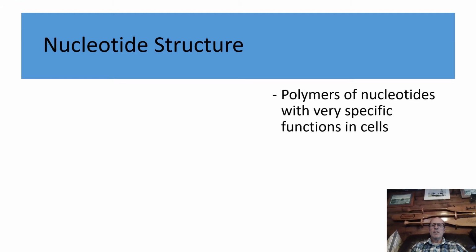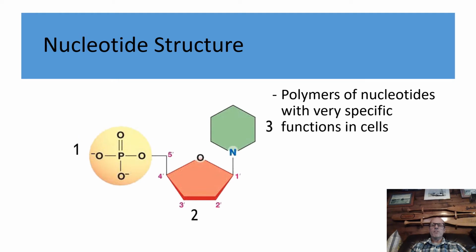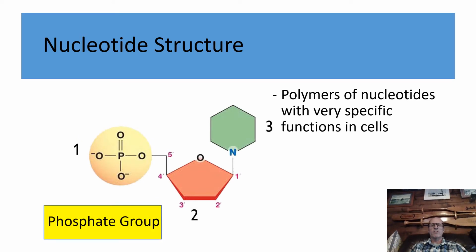Let's look at the individual nucleotide structure itself. Before we can study DNA, we need to look at each of the nucleotides to understand what the structures are. There are three very important parts to every single nucleotide. When I talk about nucleotides, I'm referring to adenine, thymine, guanine, and cytosine.